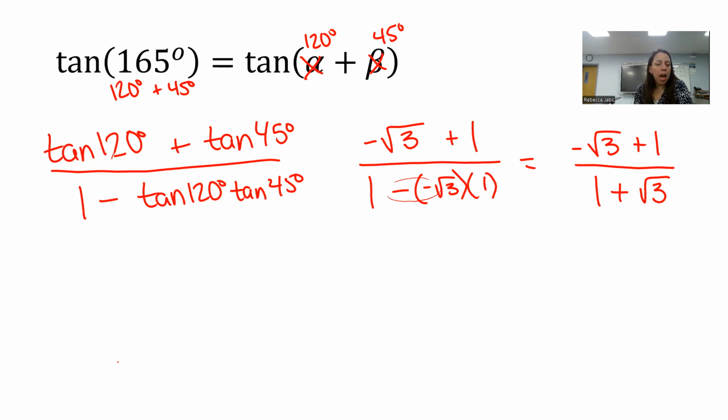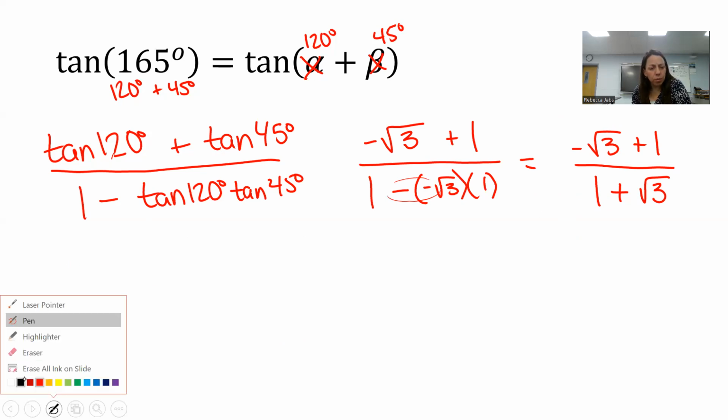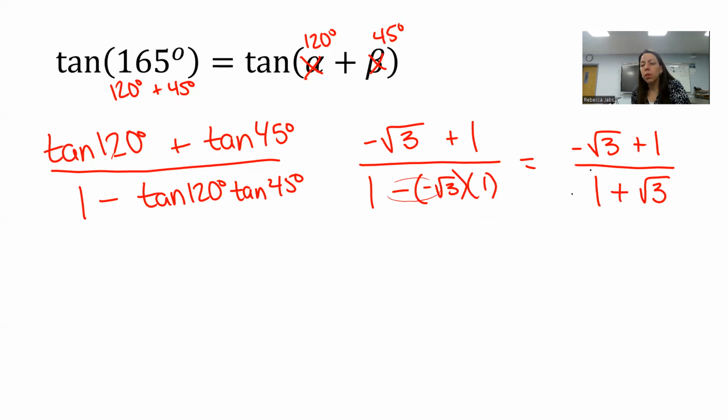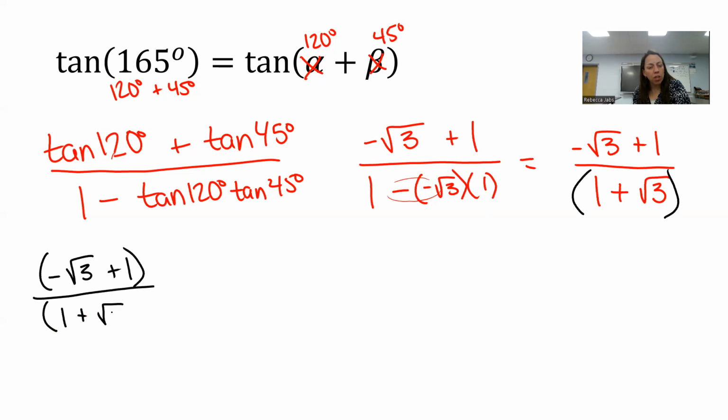Of course, I need to rationalize the denominator. Uh-oh, my pen disappeared. Give me a second here. There it is. So I'm going to do the denominator. But this time it's a plus, so I have to switch it to a minus. So I am going to leave the numerator as negative radical 3 plus 1. I'll put that in parentheses because it will be helpful in a moment. The denominator, I'm going to copy down as 1 plus radical 3.